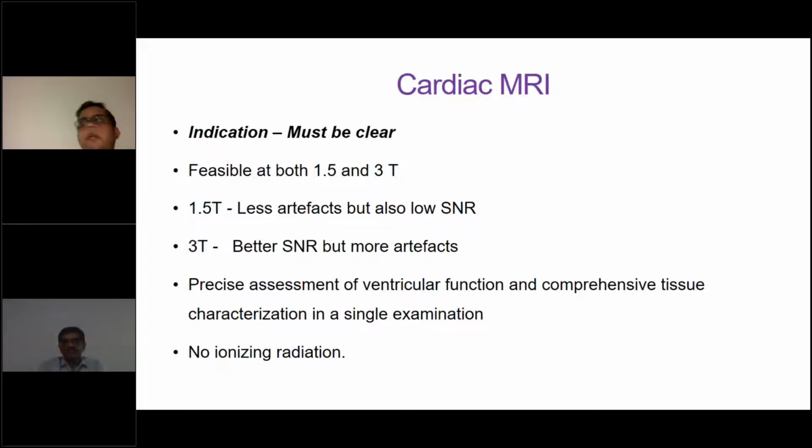It's a popular belief that cardiac MRI can only be done on 3 Tesla MRI. This is not the case. In fact, MRI done on a 1.5 T machine will produce images with less artifact. The 3T definitely offers better signal to noise ratio and higher speed, but due to its high magnetic strength, it is associated with more artifacts. It is the single modality which can provide precise assessment of ventricular function and comprehensive tissue characterization in a single examination. As it is a magnetic based study, there is no risk of ionizing radiation.